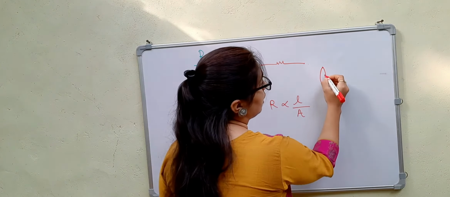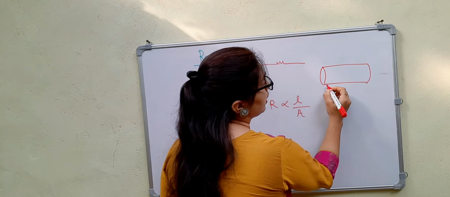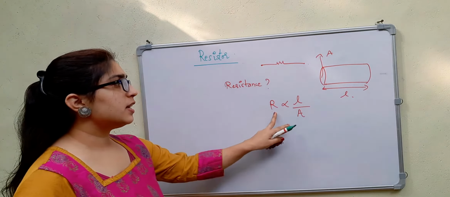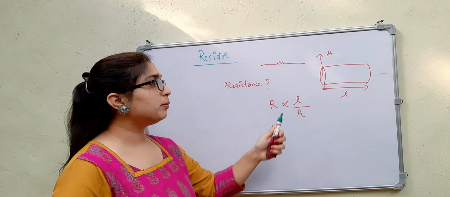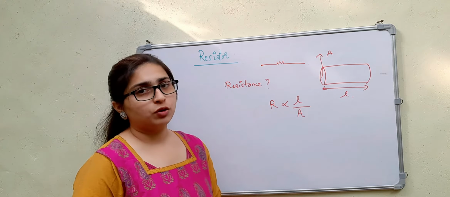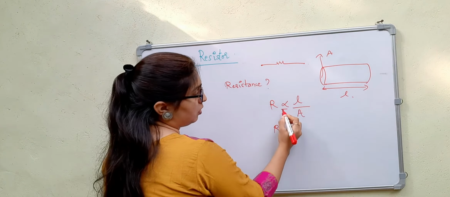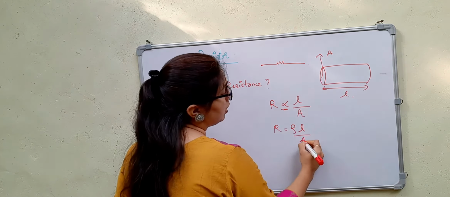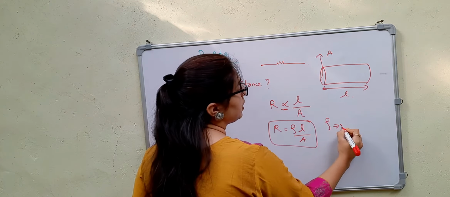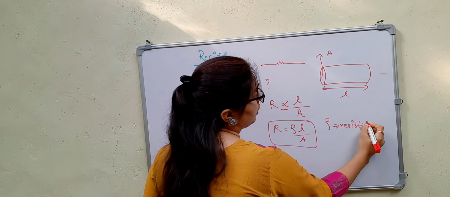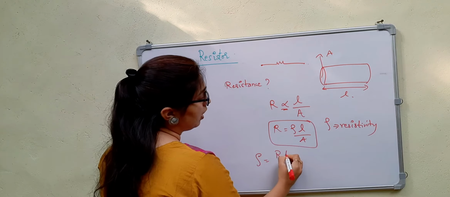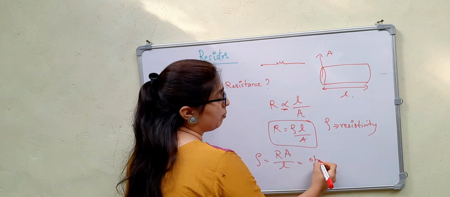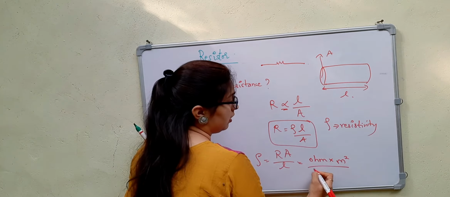So, if I consider a conductor which has the length L, and it has area of cross section A, then we can say resistance is directly proportional to length but inversely proportional to the area of cross section. So if I remove this proportionality, it will give us the proportionality constant, that will be your resistivity. Okay, rho is nothing but resistivity. So we can write resistivity is equal to RA divided by L, and the unit of resistance is ohm and area is meter square, length is meter.